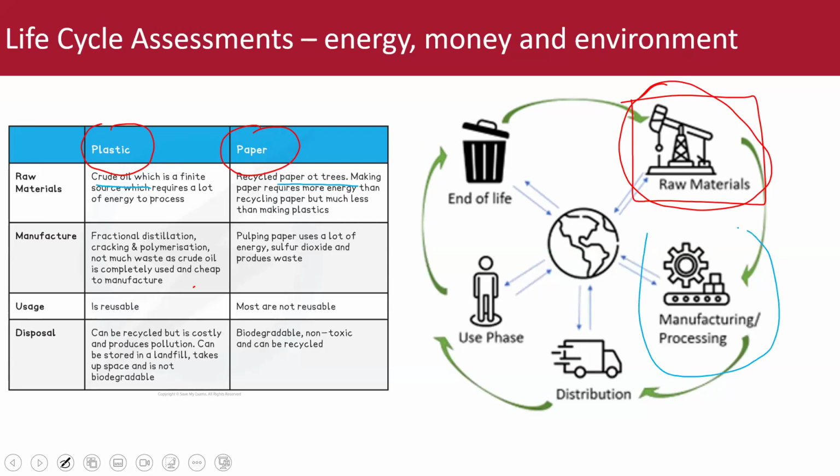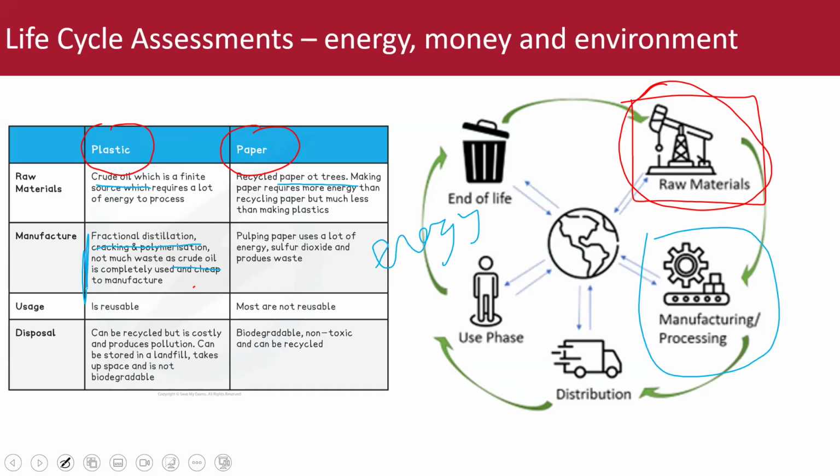Then you need to think about manufacturing. Okay, how do we actually manufacture? And we need to think about energy. Which one takes the most energy to manufacture? So plastic bags require fractional distillation that we've talked about. They're going to use crude oil to do it. And what it's kind of saying here is it's actually relatively cheap to manufacture a plastic bag.